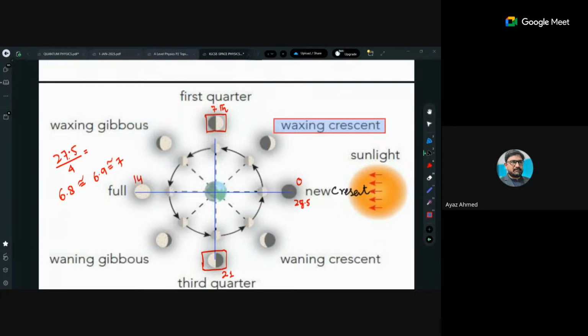Then there is waxing gibbous. Gibbous means basically it is your full moon.